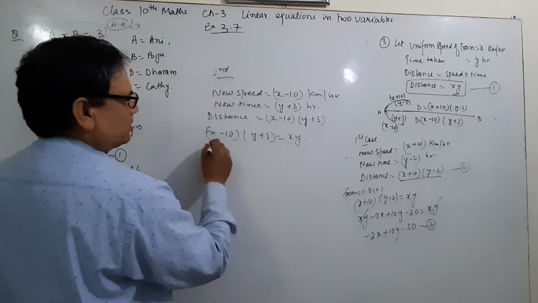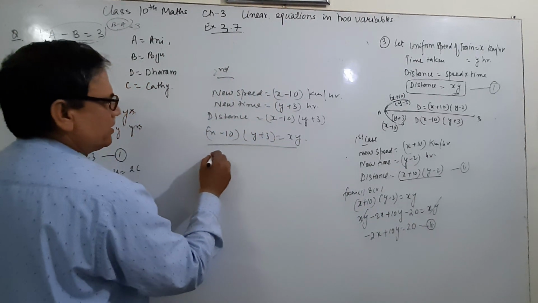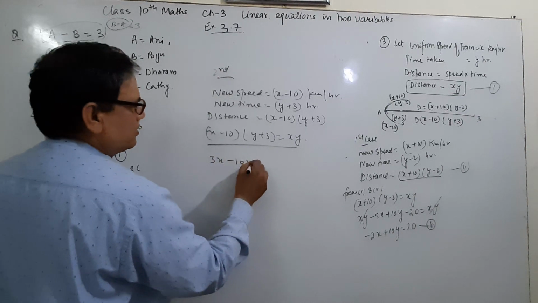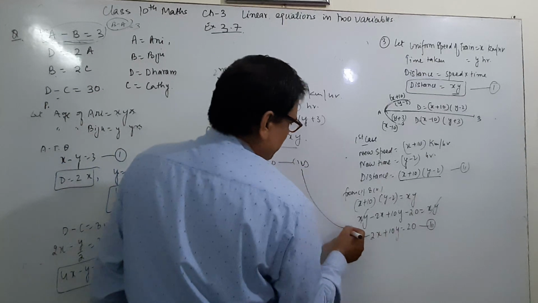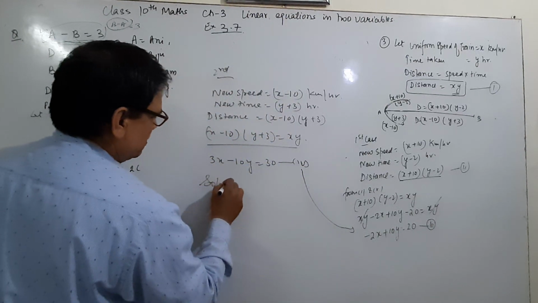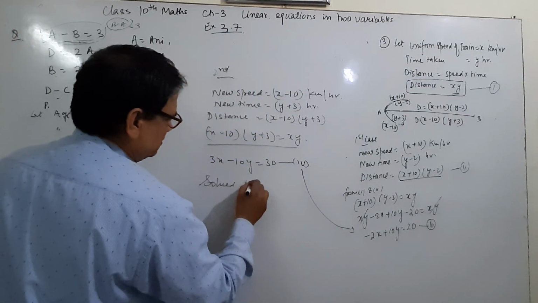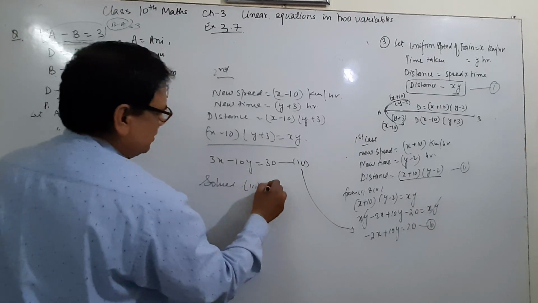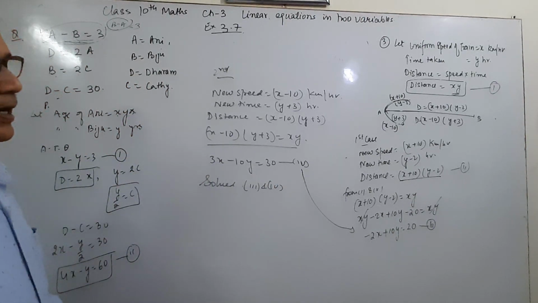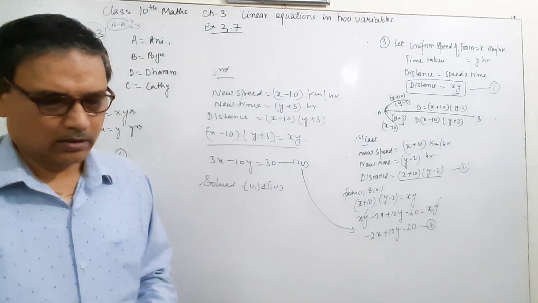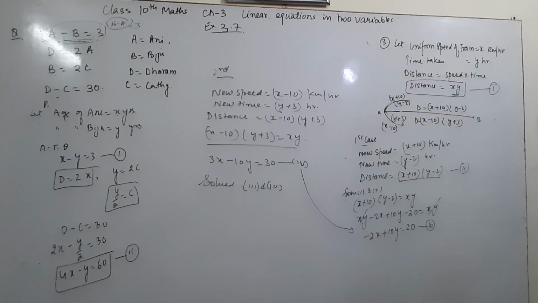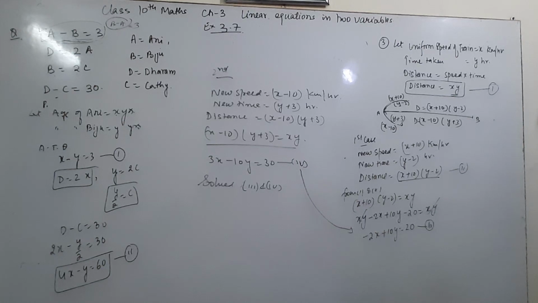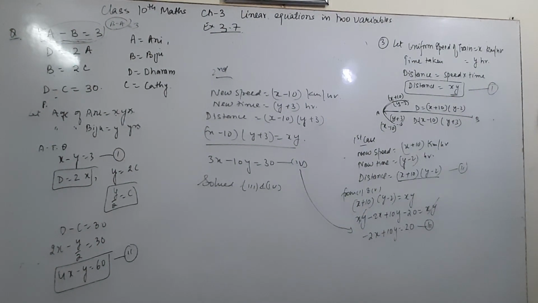The fourth equation, this will be solved yourself. The answer will be 3x minus 10y is equal to 30. Equation number 4. And solve third and fourth by the substitution, elimination, and cross multiplication, and you do it yourself. Find the value of x and y and do next question number 4.